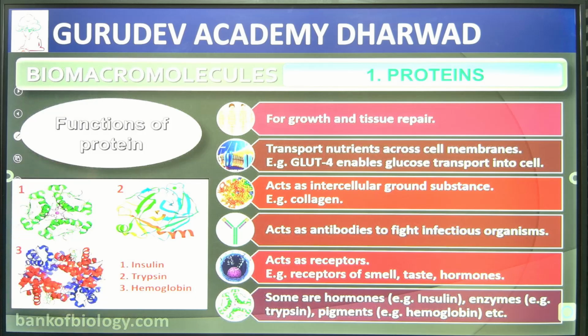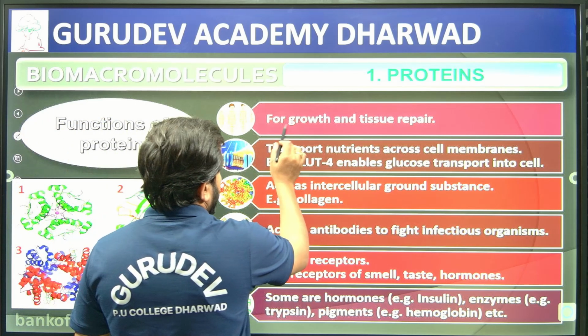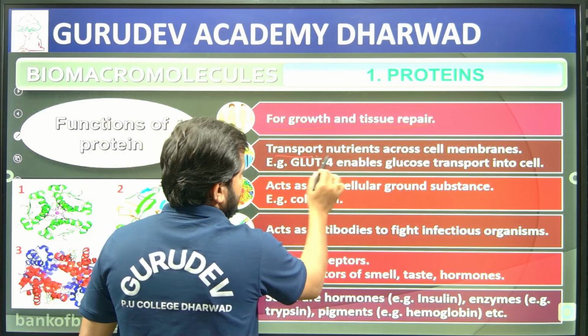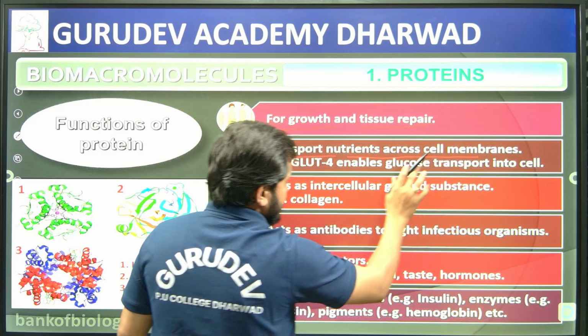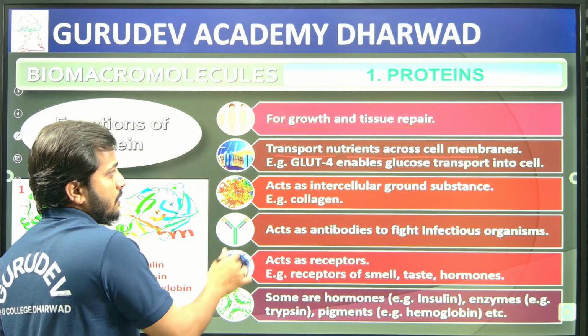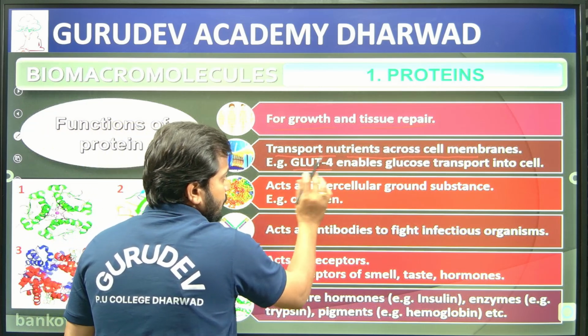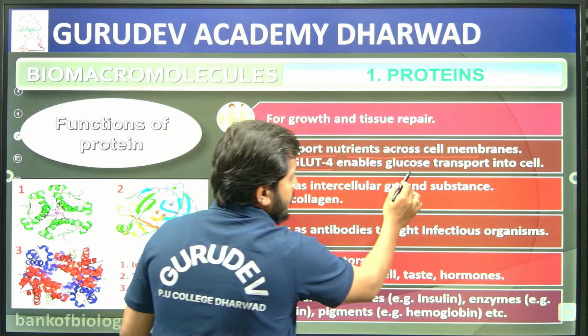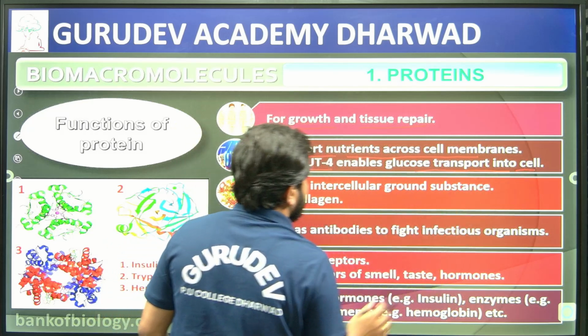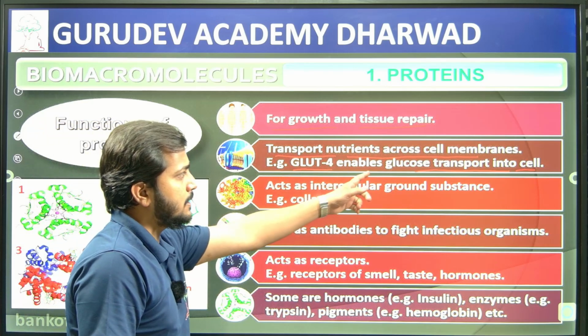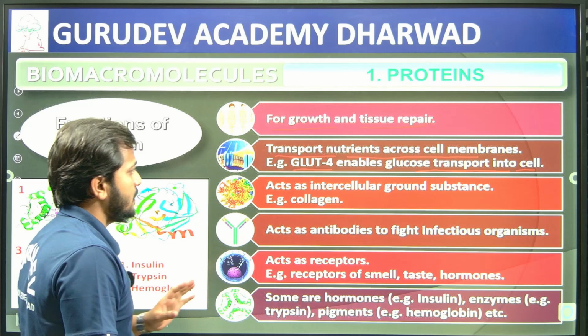Then again, the functions of protein: it plays a very important role in growth and tissue repair, right? Even transporting nutrients across the cell membrane, there also it plays a very important role. An example of such a protein they have given is GLUT4, right? It enables glucose transport into the cell. You should remember these examples too. GLUT4 enables glucose transport inside the cell.